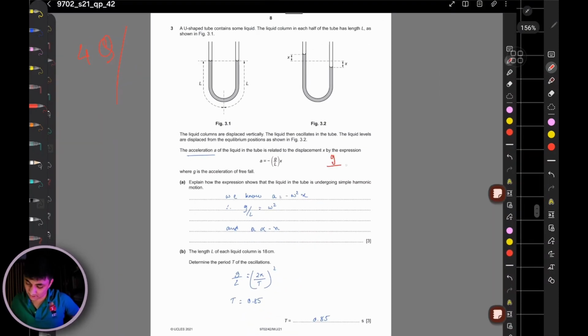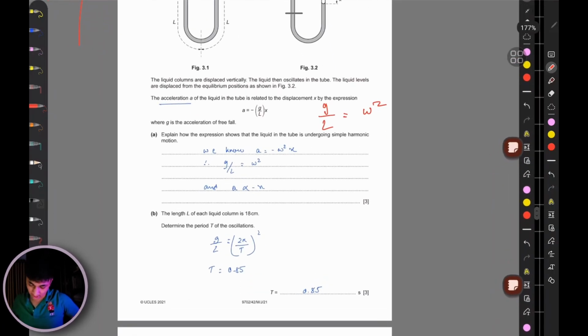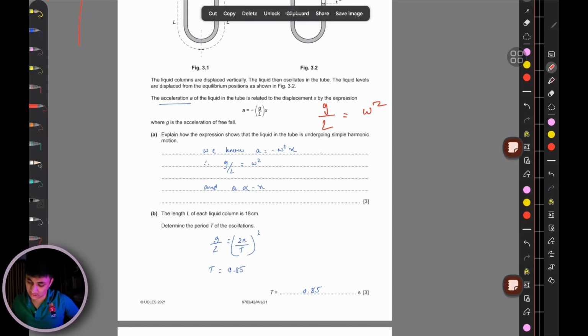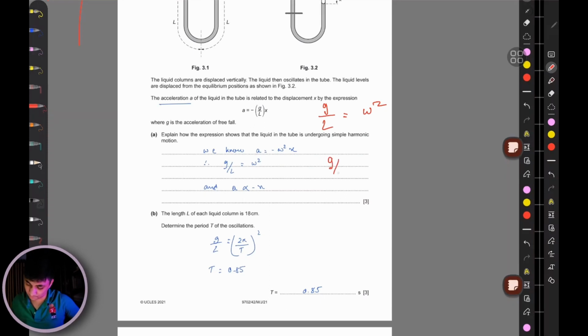So notice g by L over here is acting as omega square. Explain how the expression shows that the liquid in the tube is undergoing simple harmonic motion. Simply say that g by L is omega square, while acceleration is proportional to the negative of displacement.